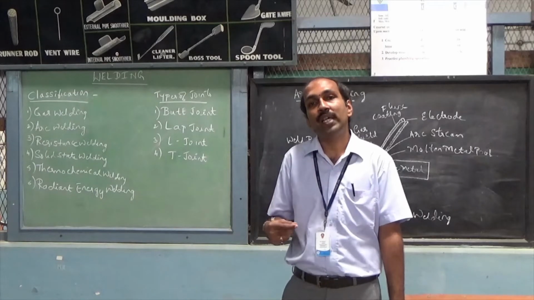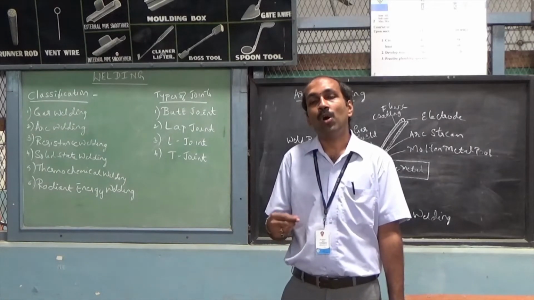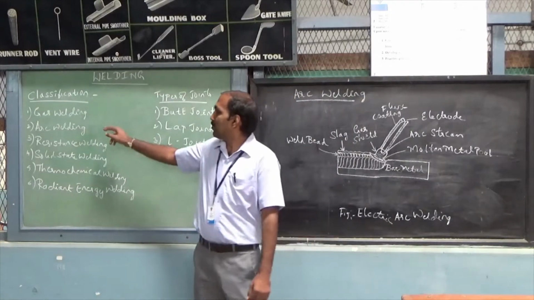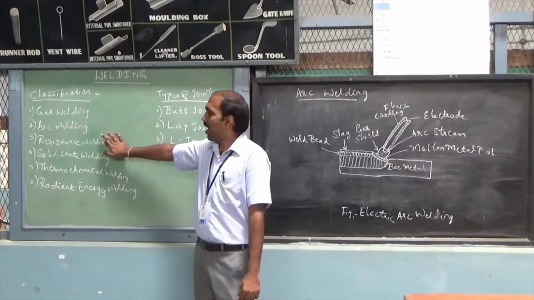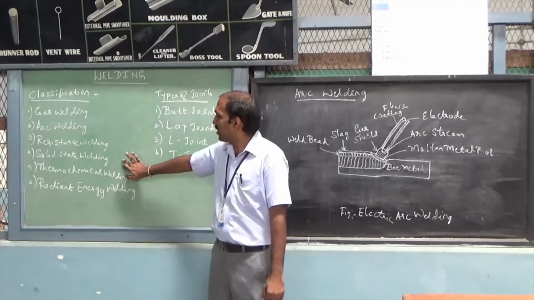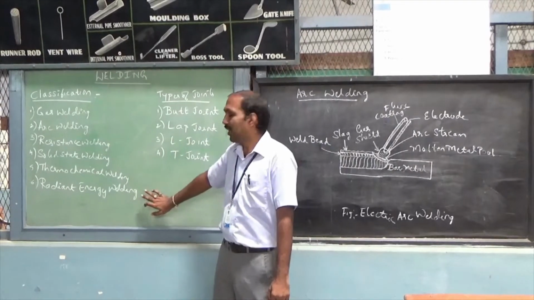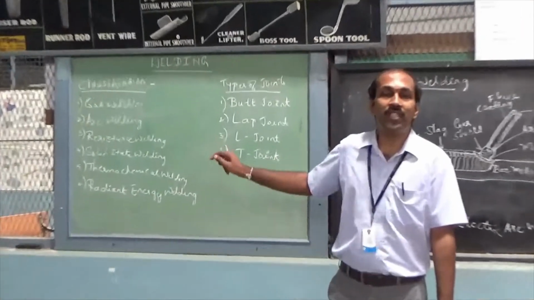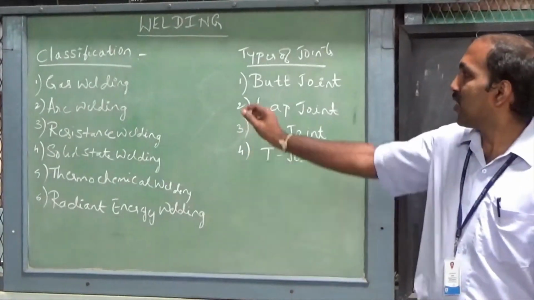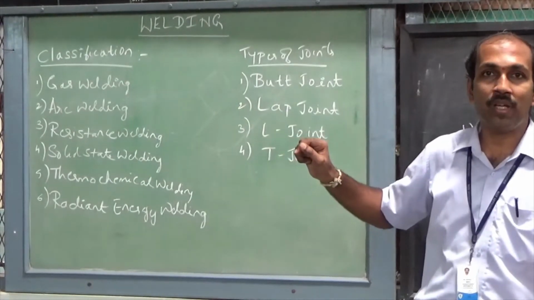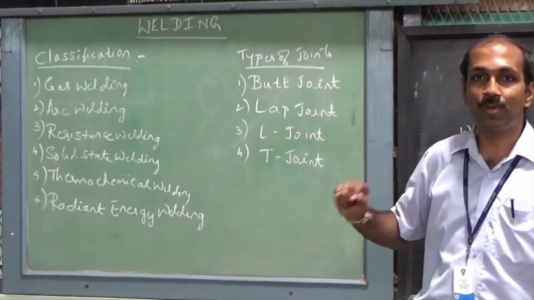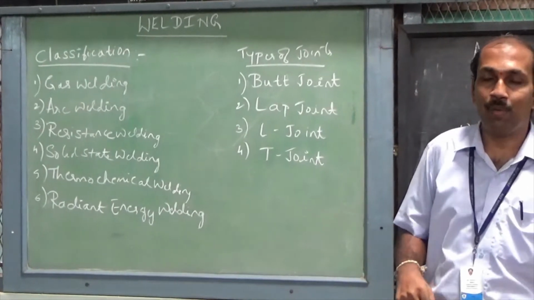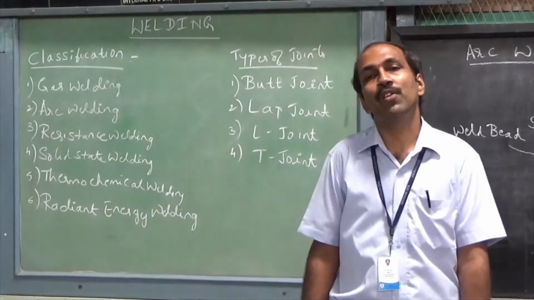Then what are the different types of welding processes we have, or how are these welding processes classified? You can see here we have several types of welding like gas welding, arc welding, resistance welding, solid state welding, thermochemical welding and radiant energy welding. But in our curriculum, out of these types, we are concentrating only on the arc welding process. So the electric arc welding process is what we are going to use to perform the welding operations in our general engineering practice lab.